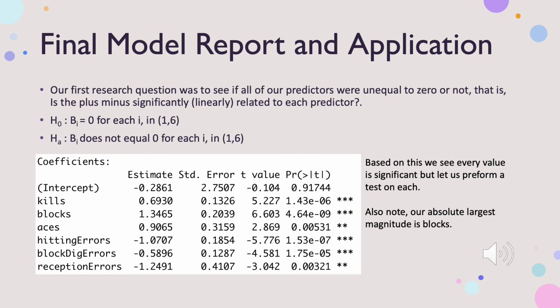Our first research question was to see if all our predictors were unequal to 0 or not. That is, is the plus-minus significantly linearly related to each predictor. Our null hypothesis was that beta i equals 0 for each beta, and our alternative is that beta for each i does not equal 0. Based on the output that we see here, every value is significant, but let us perform a test on each to further prove that they are.